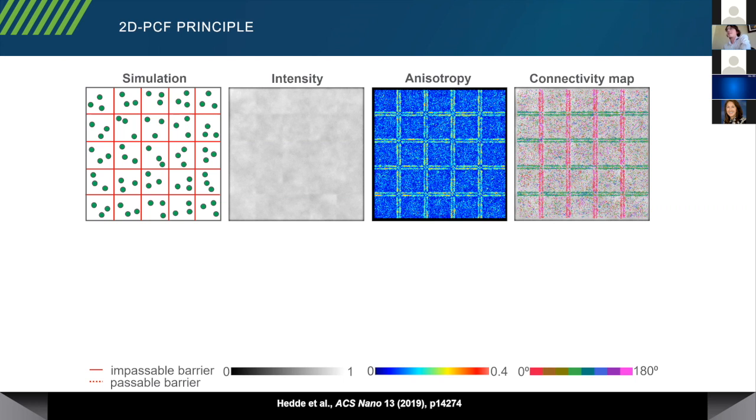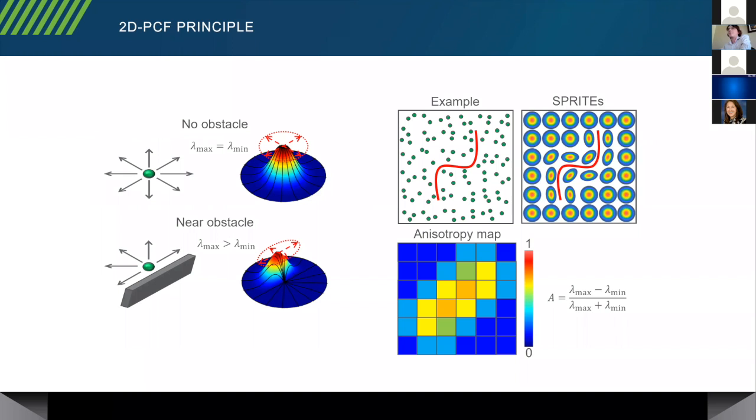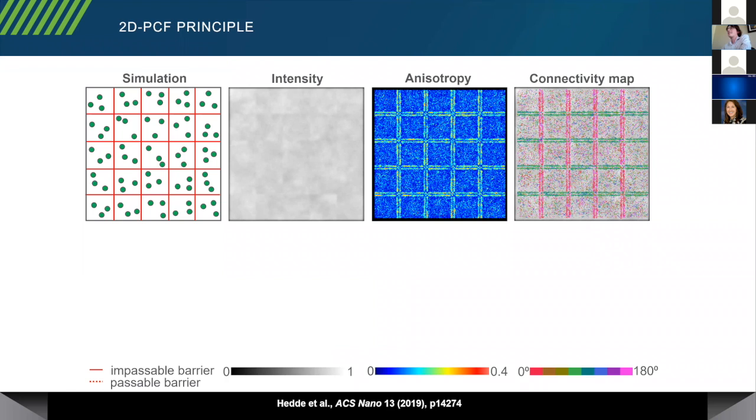There are other parameters that we can define. Let me go back one slide. So instead of the ratio of the two axes, we can also quantify the angle of, let's say, the short or the long axis. And this is done in this so-called connectivity map, where we plot lines, and those lines are the length that we plot. So the vector length corresponds to the anisotropy we measure, and the orientation, so the angle of the line, corresponds to the angle of this sprite.